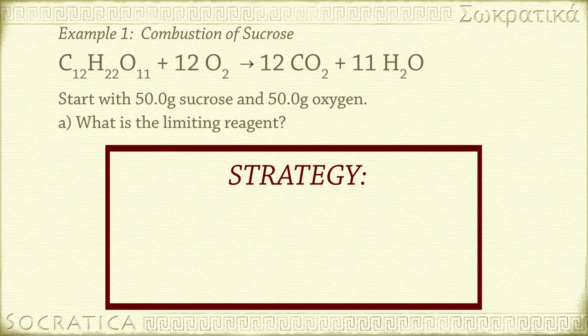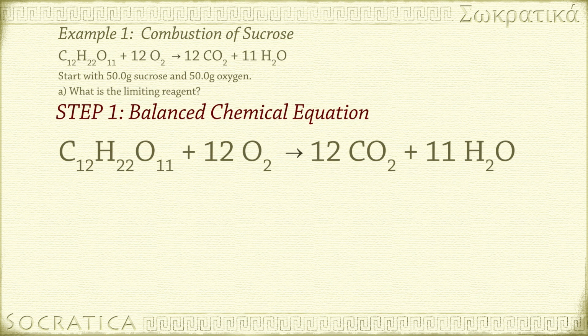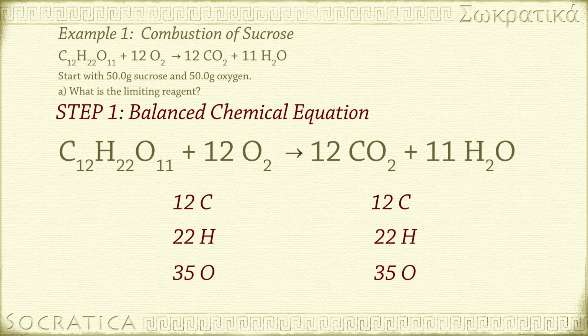Here's our strategy. First, we start with a balanced chemical equation. Next, we calculate the moles of product from each reactant. And finally, we see which is the smallest. Step 1. Start by confirming you have a balanced chemical equation. If it isn't balanced, you need to balance it before you can begin. There are the same number of carbons on each side, the same number of hydrogens, and the same number of oxygens. Okay, this equation is balanced.